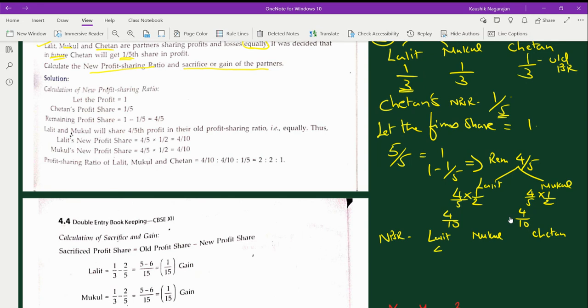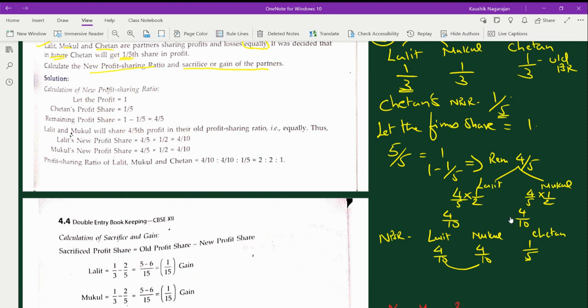Just write the value 4 by 10, 4 by 10, and for him it is 1 by 5. Now remember, students, always the base of the partners has to be the same. It shouldn't be different. So if that be the case, look at here. For two partners, we have same base, 10 and 10.